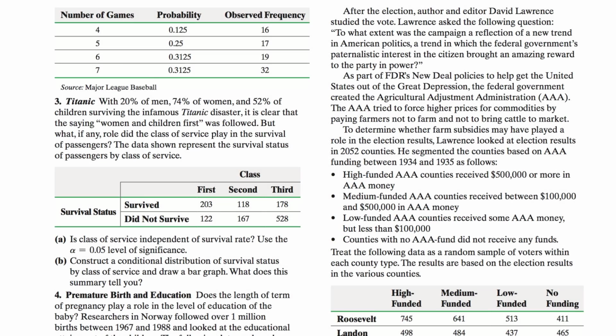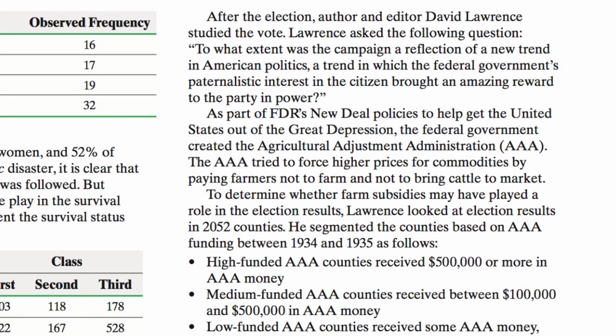The problem continues in the upper right-hand column here. It says, after the election, author and editor David Lawrence studied the vote. Lawrence asked the following question: to what extent was the campaign a reflection of a new trend in American politics, a trend in which the federal government's paternalistic interest in the citizen brought an amazing reward to the party in power?